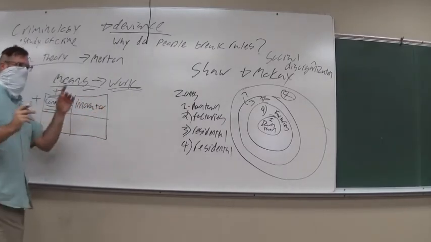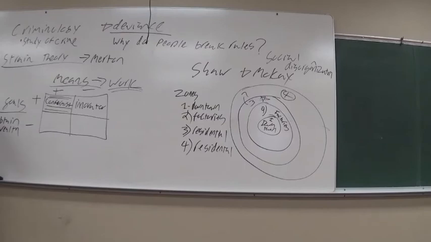Not all innovators are criminals, though. How else can you reject the means of wealth but obtain the goal? What other things could you do? What non-illegal things don't involve hard work and are ways of getting money?